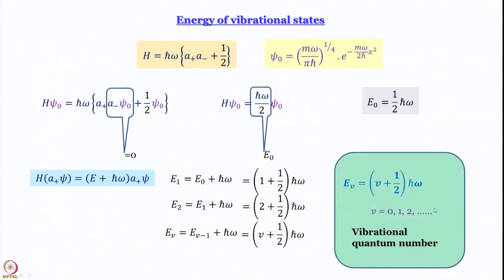So, we have been able to find the expression for the energy of not only the lowest energy state, but all energy states of the quantum harmonic oscillator, simply by using the ladder operator. So, E_v equals (v + 1/2)ħω, and v equals 0, 1, 2, etcetera. Now, before going further, I would like to say one thing.